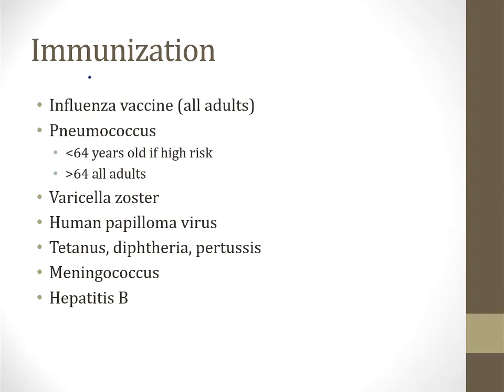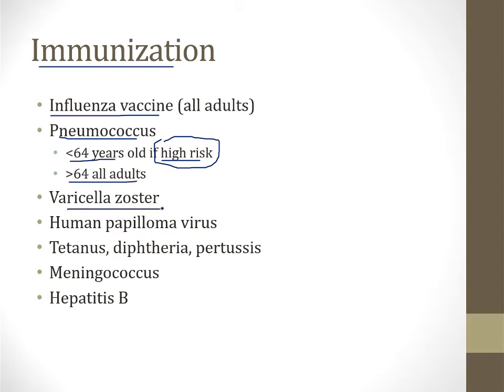There are a number of infectious diseases that we immunize for among healthy adults. First of all, adults should get influenza vaccine every year. The pneumococcal vaccine is recommended for adults under 64 years of age if they are high risk, and high risk means they have pulmonary or cardiac disease, and over 64 years of age if they are not high risk. All adults should be immunized for varicella zoster.